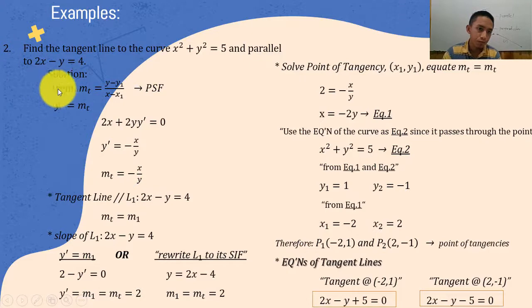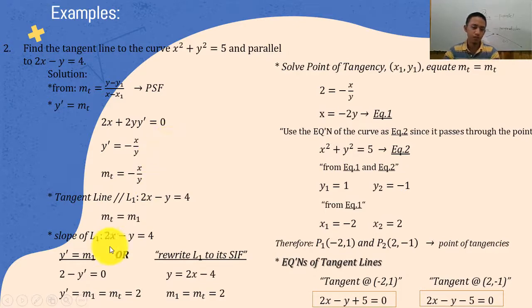Again, y prime, the first derivative with respect to x, is the slope of your tangent. So I will need the first derivative, so I will differentiate your curve. That will be power rule: 2x, plus 2y dy/dx, or y prime. The derivative of 5 is 0. So I will bring out y prime here and play around with this. Again, that's algebra. That will be y prime equals negative x over y. Therefore, that is the slope of our tangent line.